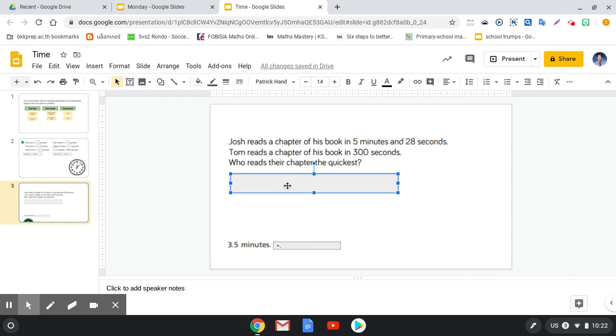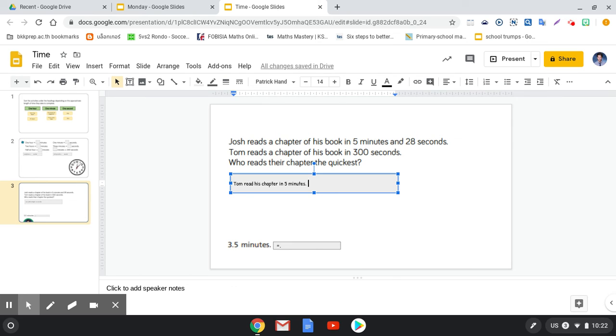So I'm going to make a note of that. So Tom read his chapter in 5 minutes. I've made the conversion and I've found that out. Okay, now it should be quite easy for me to compare these times. So Josh read his in 5 minutes and 28 seconds. Tom read his in 5 minutes. So who read theirs the quickest? Well, it was Tom, because Tom read his in 5, but Josh took 28 seconds longer to read his.